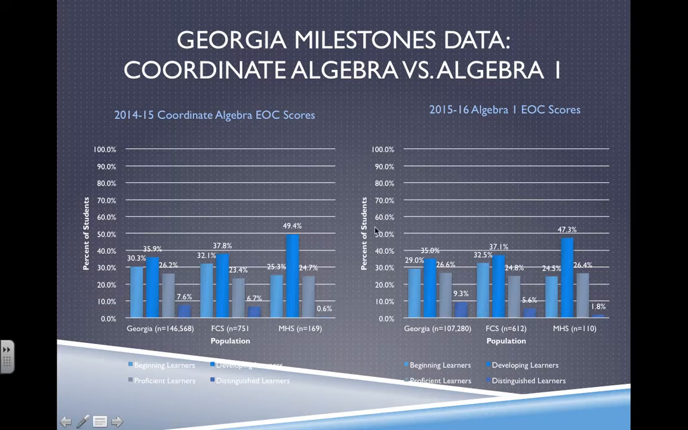So you can't really compare these two side by side because they weren't the same test. The Algebra 1 was testing more standards than the coordinate algebra was. Knowing that, it's also good to see that our scores did increase even though the test was harder. And so you can look here and notice how we compare to Georgia and also how we compare to Floyd County schools for both years.